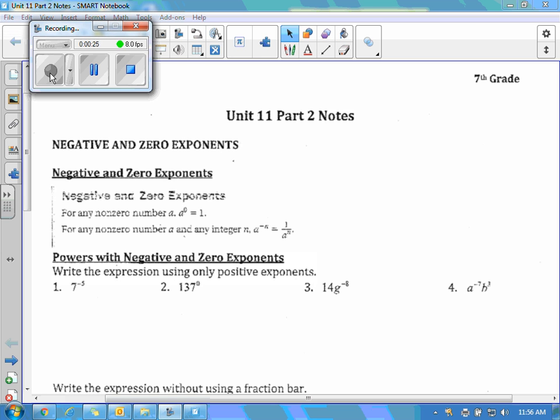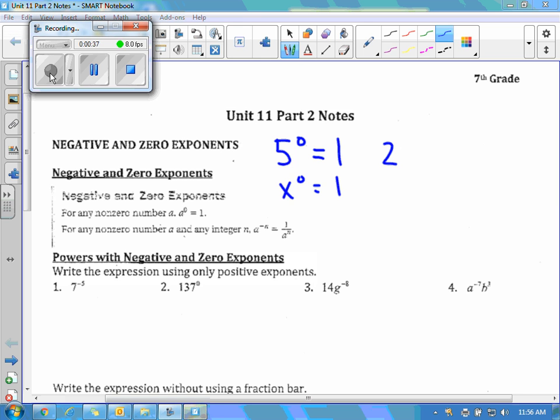The first thing: for any non-zero number, if we take it to the zero power, it's going to equal 1. Regardless of what it is, number, variable, whatever, if we go to the zero power, it's going to be 1. It's important to remember that this only goes with whatever's right in front of it. So if I have 2x to the 0, it only goes to the x. So I technically have 2 times 1, which is 2. The exponent only goes with whatever's directly in front.